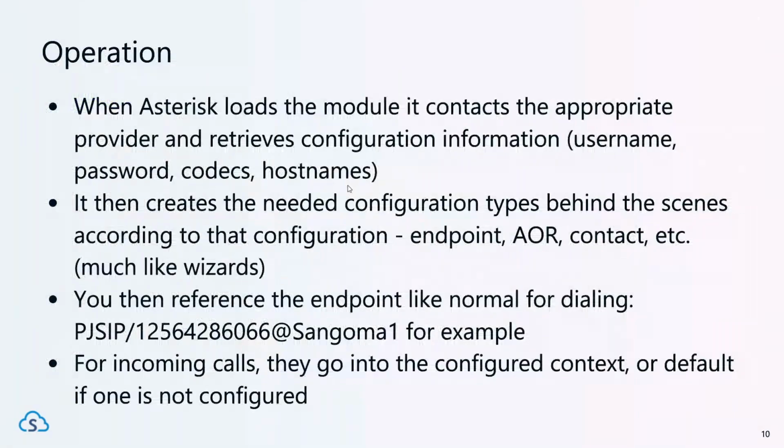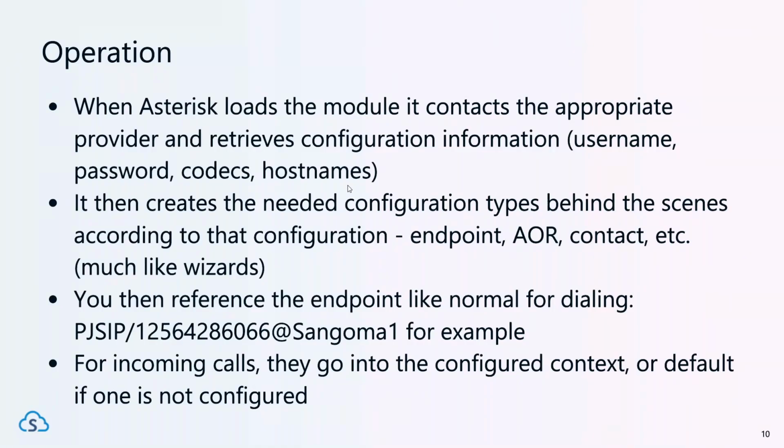Now, what actually happens underneath is when Asterisk loads the module, it contacts the appropriate provider, be it VI or SIPStation, and retrieves configuration information using the key code provided. So that's username, password, codecs, and host names. As a result, these are things you don't need to configure. And in particular for VI, their infrastructure has some added complexity to it, which can make configuration difficult and complicated. So this takes care of that.